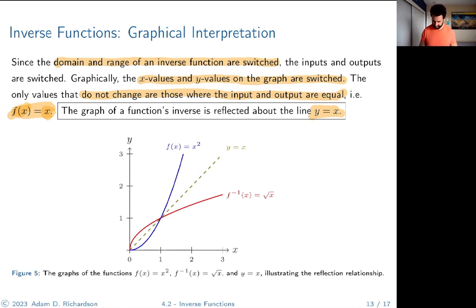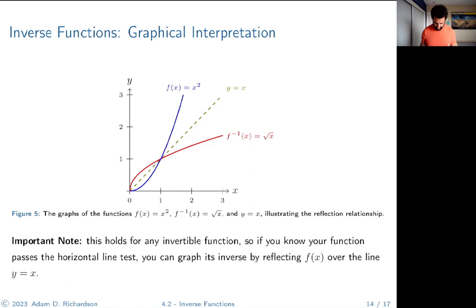Like I say, if you can graph a function, then you can graph its inverse, if that inverse actually exists. One note here: this holds for any invertible function. So if you know your function passes the horizontal line test, you can graph its inverse just by reflecting f of x over the line y equals x. And there you go. Easy peasy.